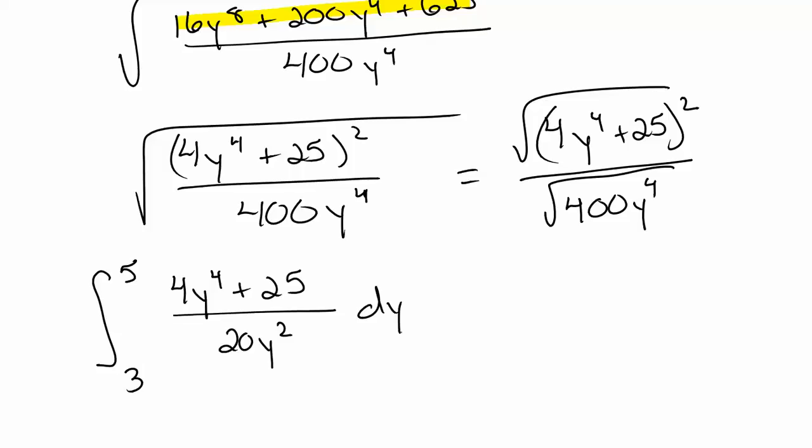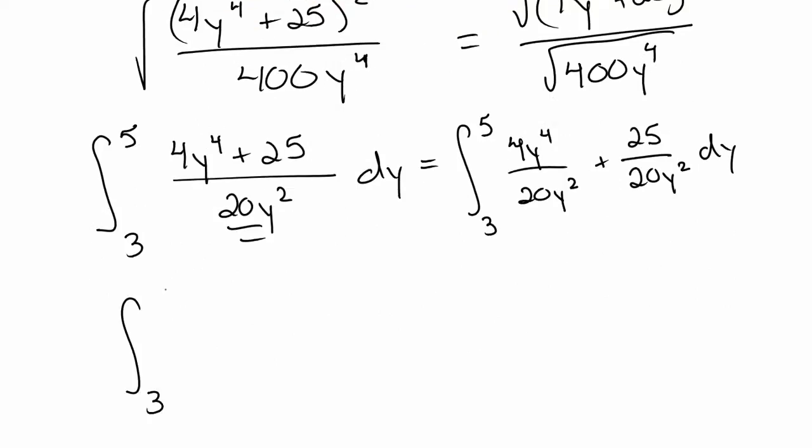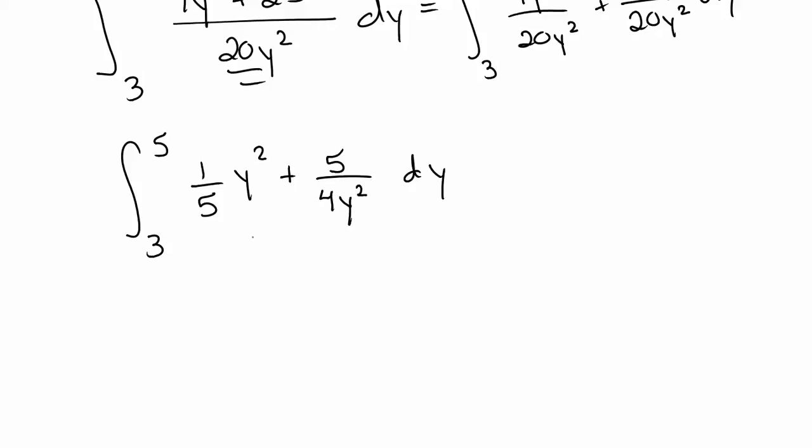When you're dividing by a monomial, a single term in the denominator, you want to split that up. So we'll think of this as the integral from 3 to 5 of 4y to the 4th divided by 20y squared plus 25 divided by 20y squared dy. Then we can simplify that: the integral from 3 to 5 of 1/5 y squared plus 5 over 4y squared dy. Okay, and now we can just go ahead and use the power rule to integrate this. You do want to recognize that you can think of this as 5/4 y to the -2. So do remember that.